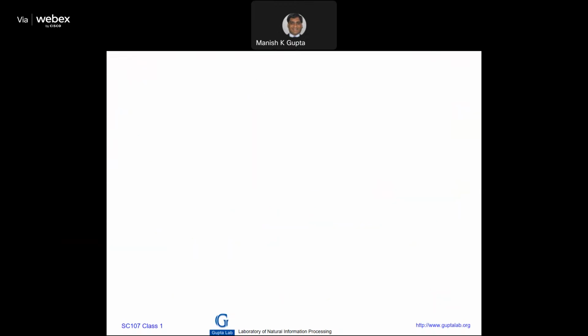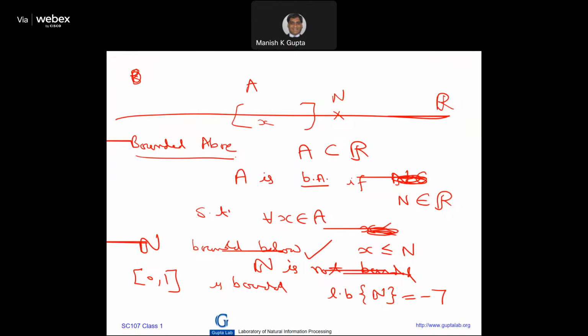Now when we talk about this, A is bounded above by this number. There could be another number here, maybe say n1, which could be very close. So that will be known as the least upper bound. Or, sorry, the greatest lower bound, right?